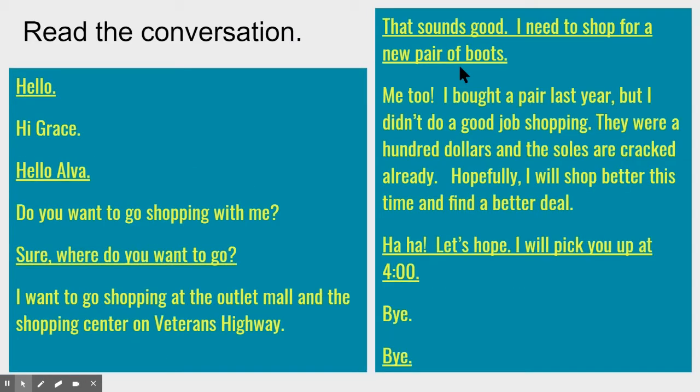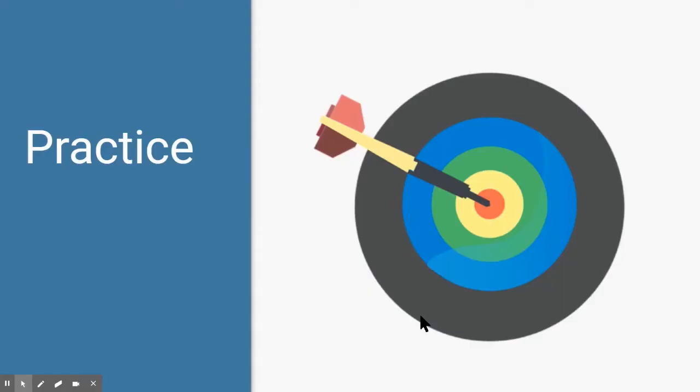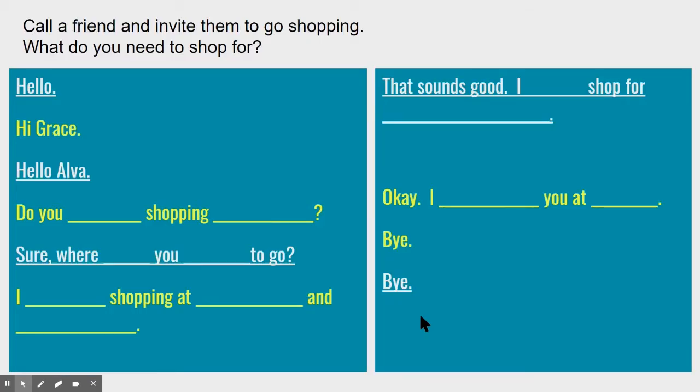We have here another conversation for you between Grace and Alva, and they're deciding what they want to go shopping for. Read that over to yourself. Say it out loud as you are reading it. And then let's practice. Redo the conversation between Grace and Alva with a partner, or write it out yourself. Where would you go shopping? When? What would you like to go shopping for? What other information could you add in here?